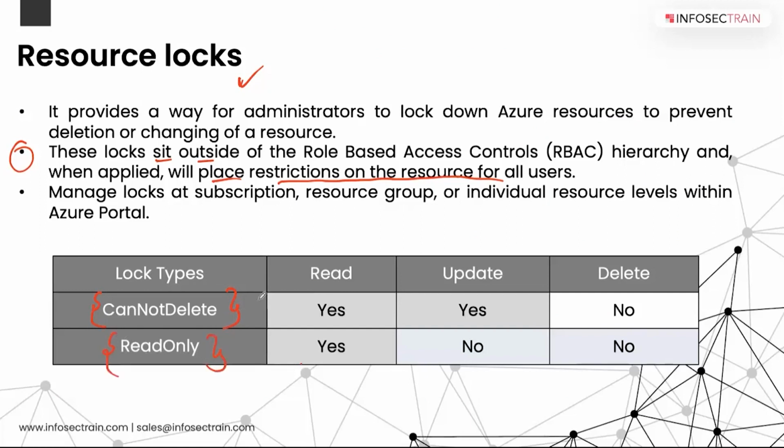One is cannot delete, and the second is read-only. If I apply a cannot delete lock, there are a few actions: one is read, second is update, and third is delete. So if I applied the cannot delete lock, first one, can I read the resource? If there was a virtual machine, can I read what the state of it is? Yes, you can. Second thing, can you update the state? Meaning it was running.